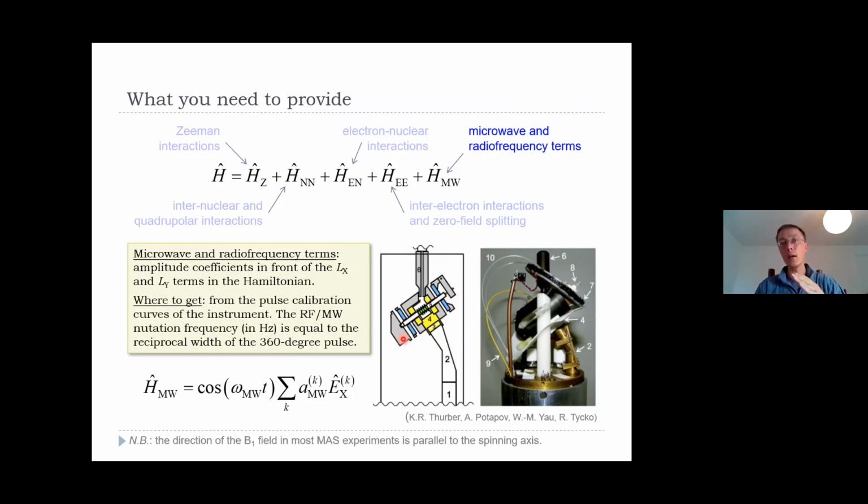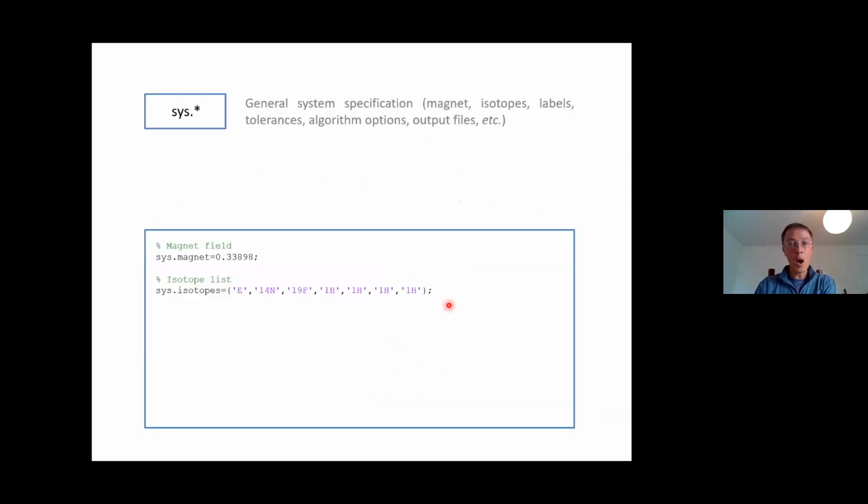It's at some angle, and in many cases it matters. And the same applies to microwaves. So this is the probe from Bob Tico group, I think, and you can see the microwave channel here is coming at a certain angle, and so there will be certain geometric considerations to take into account here as well. Okay, so all of this, assuming you got it somehow, how do you enter it into SPINACH?